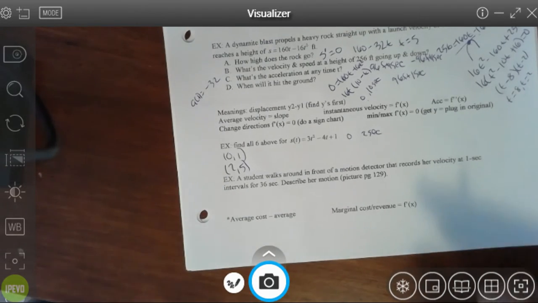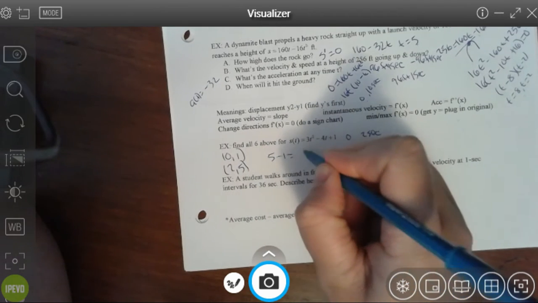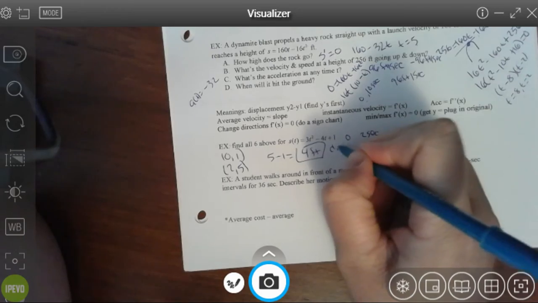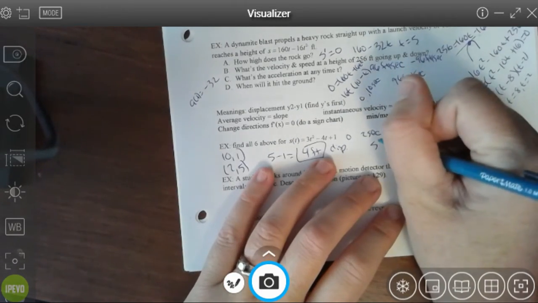So let's see. Then, for displacement, you would just do 5 minus 1. So my displacement is 4 feet. So that's the displacement. All right, if I want to find the instantaneous velocity, it's just my derivative.